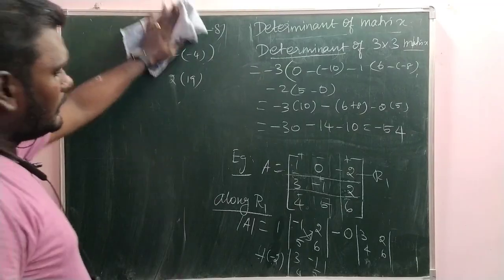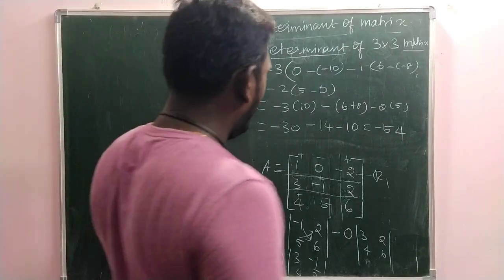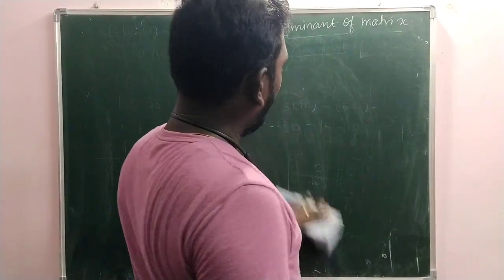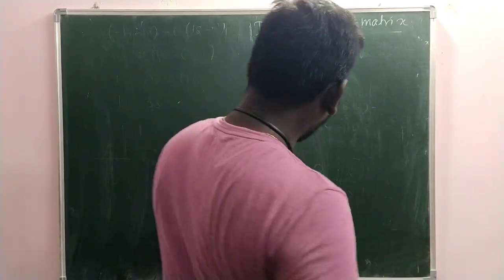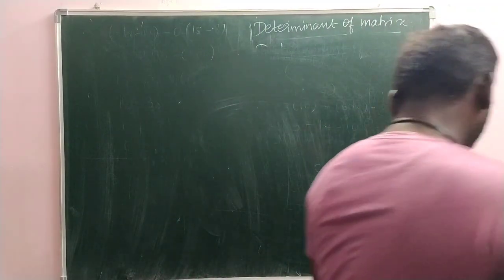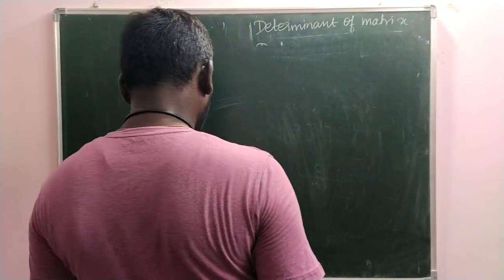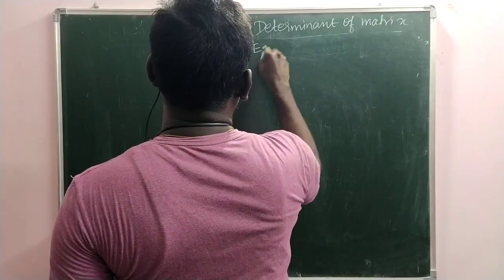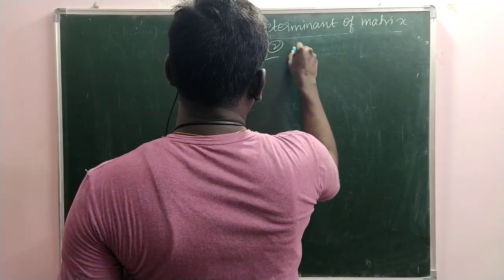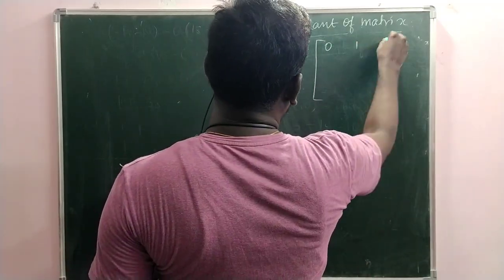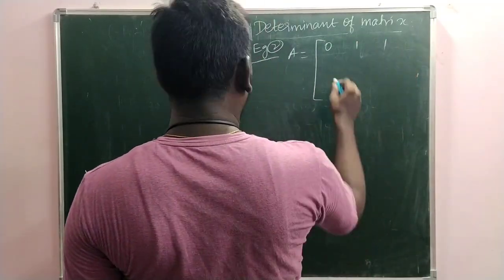Now I'll give you one question. You try finding the determinant along the first row and along the first column, whether both come the same or not, you check it. Easy one. Let the matrix be A. Suppose the name is not given, then we should name the matrix.